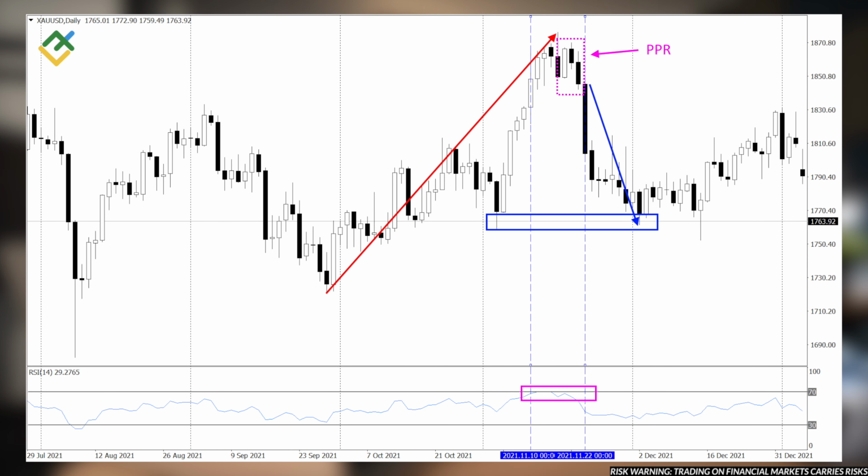So let us have a look at the gold chart in October to November 2021. Starting from October, the gold price was actively rising. At some point, the RSI reaches the overbought zone. On November 16th, the indicator exits the overbought zone and a PPR pattern forms on the daily chart. So this signals a sell entry. Next, the price falls down to the support level.